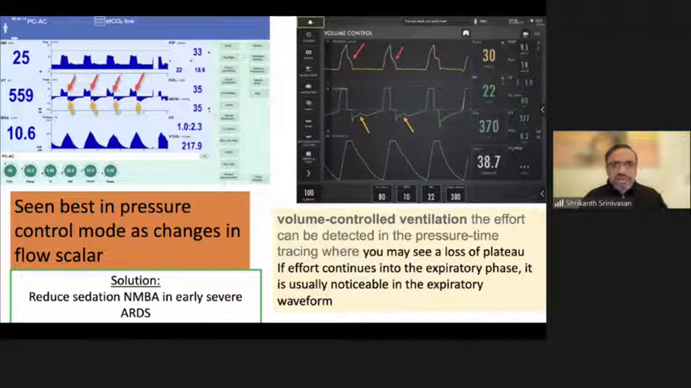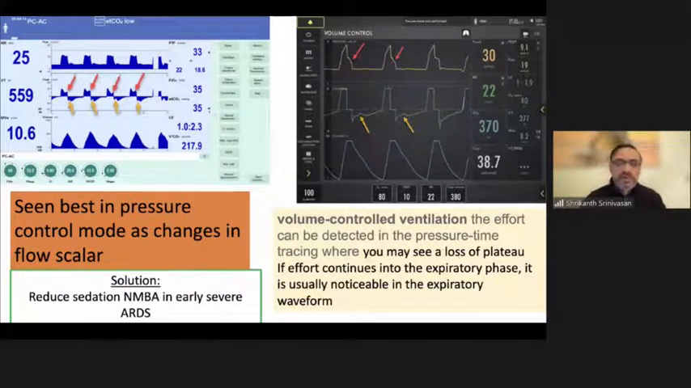So the solution, obviously, is part and parcel of the deep sedation and paralysis. So the solution is to reduce sedation and neuromuscular blocking agents in early severe ARDS. Reverse triggering may occur in patients with an inflamed lung and also without inflamed lung, and is thought to be because of the deeply sedated paralyzed state, where the ventilator itself is trying to give an extra breath where it is not required. So we have to be wary.